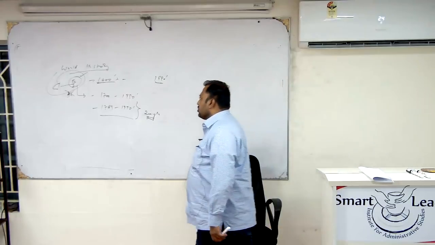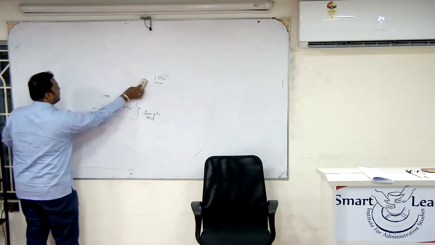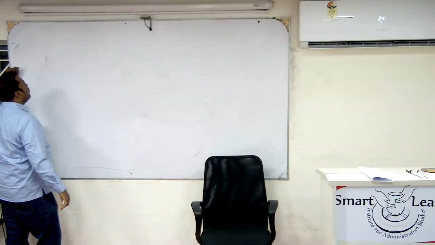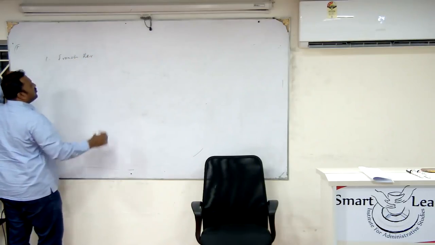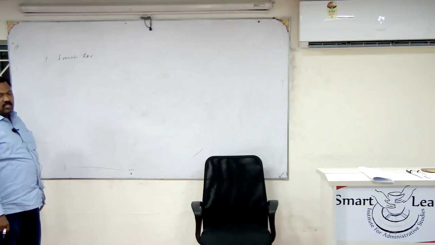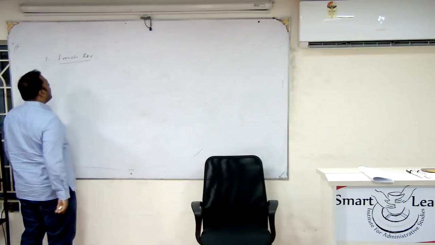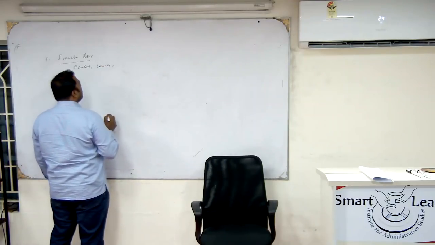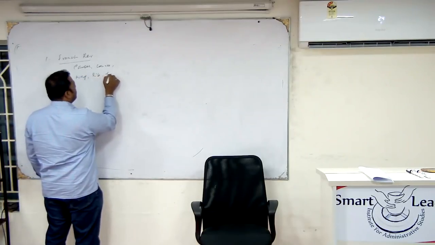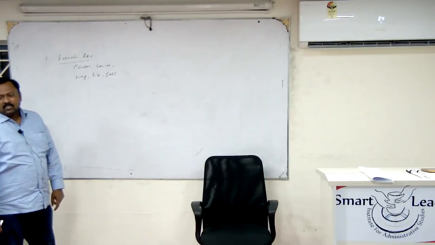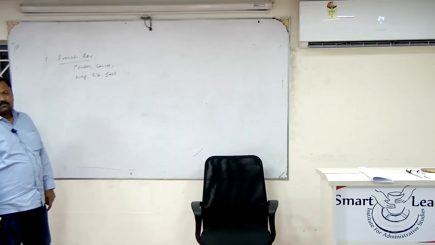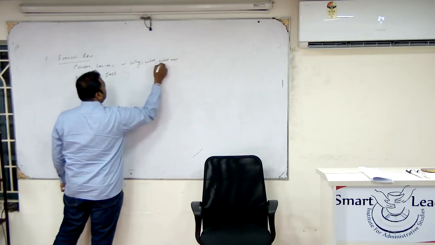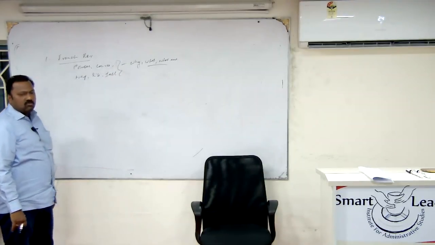Let us see these topics in the world history. I am going to start with the French Revolution. In this French Revolution, I am going to speak about causes, course. Then I am going to speak about Napoleon, his rise and fall. And for every topic, I will discuss the why, what and so on.